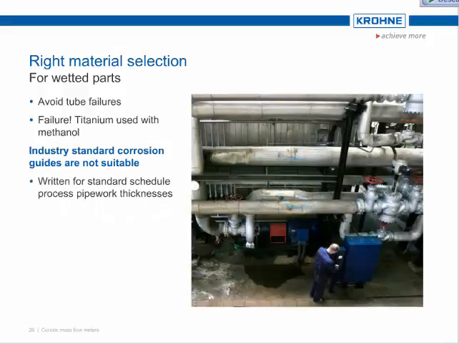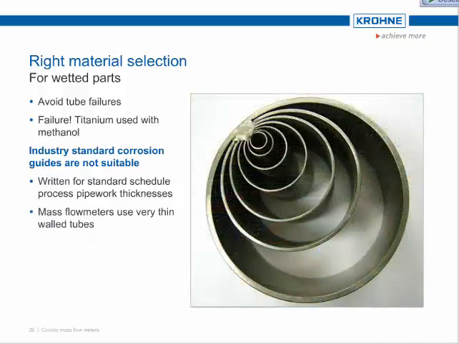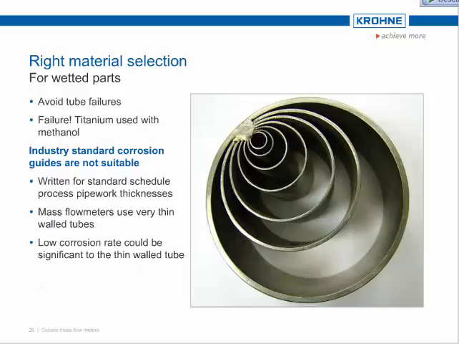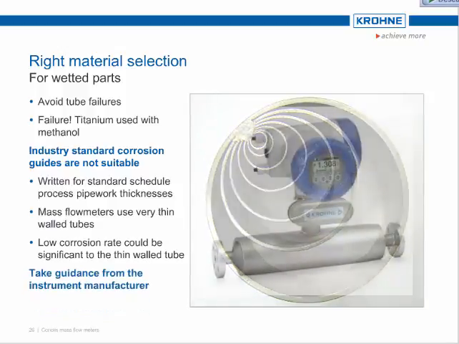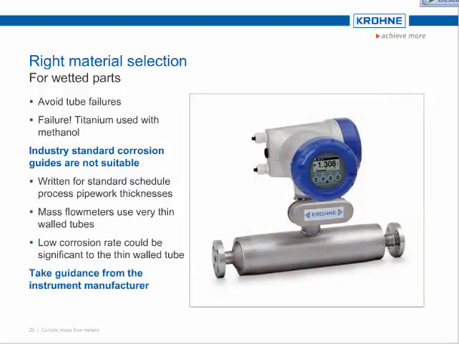This is because these guides are written for process pipework thicknesses, not those used on Coriolis meters, and are therefore not suitable. Mass flow meters, as already discussed, use very thin-walled tubes in their construction. Therefore, a low corrosion rate in a standard table may have a significant percentage rate of wall thickness reduction on a Coriolis measuring tube. So, to be sure, take guidance from the instrument manufacturer and use the Coriolis meter manufacturer's corrosion tables.